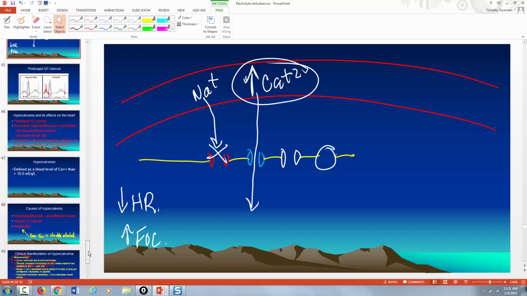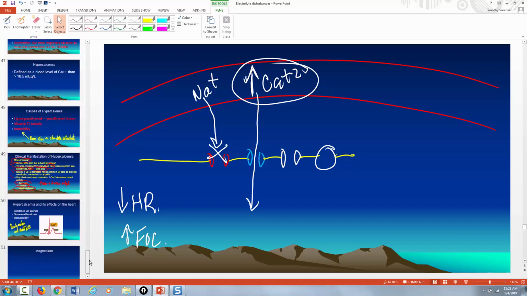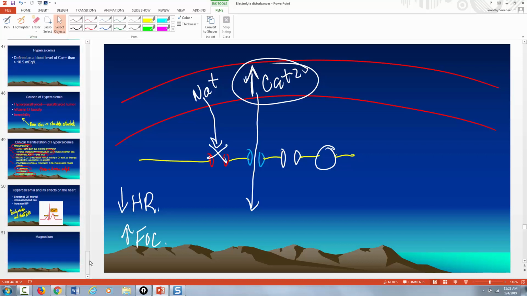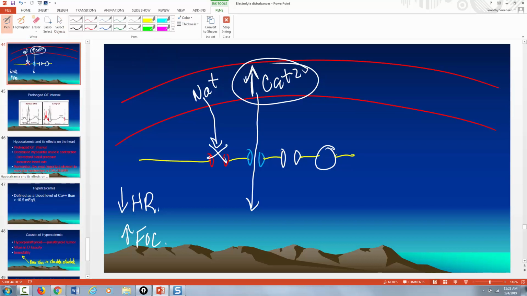So those are some of the clinical manifestations and causes of hypercalcemia. Now, one of the treatments for hypercalcemia is, first of all, to find out the cause, right? What's causing it? If it's a parathyroid tumor, then you do surgery on the parathyroid gland to remove it. If it's vitamin D toxicity, then stop giving them vitamin D.